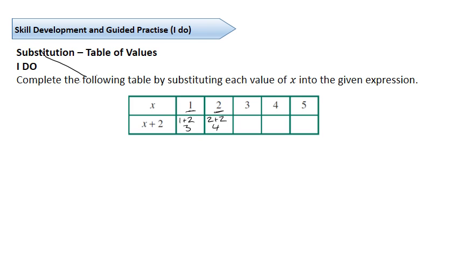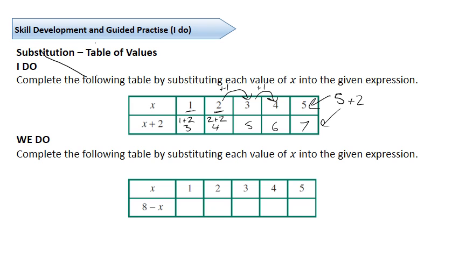You can see each time we're adding 1 to our x. So there's a pattern here. So we'll go 3, 4, 5, 6, 7. You can verify that for the last one if you want to. X was 5, so 5 plus our 2 gives you 7. Alright, next one. Pause the video, have a go at completing this table for yourselves.